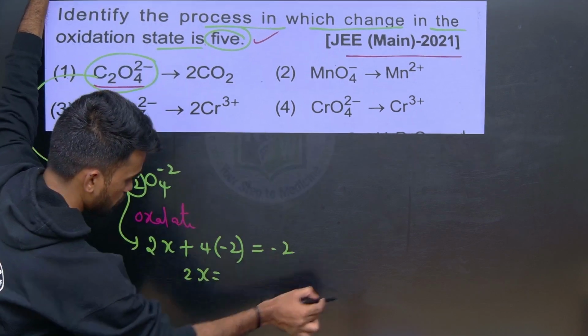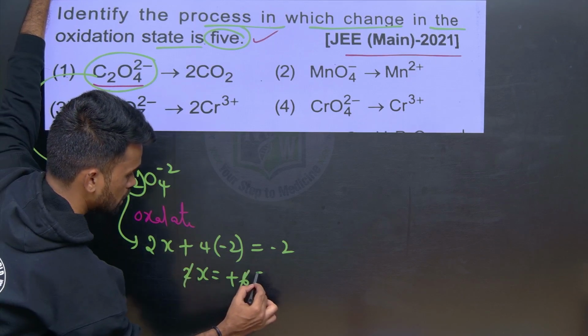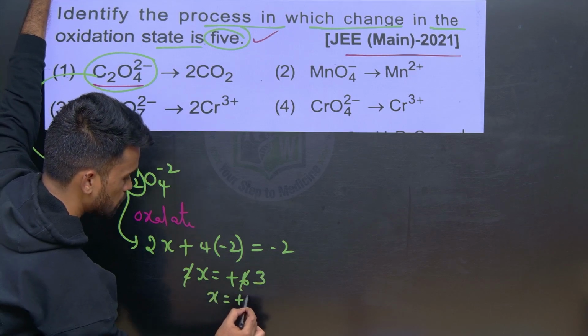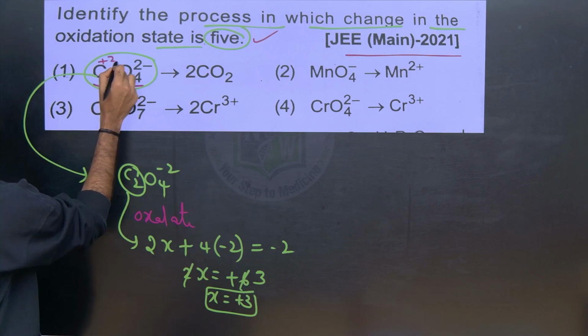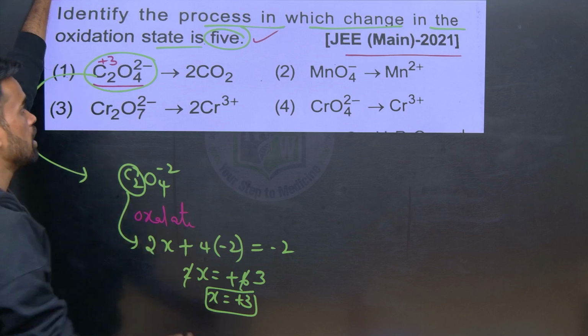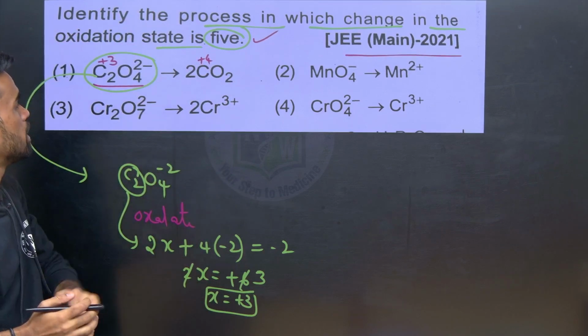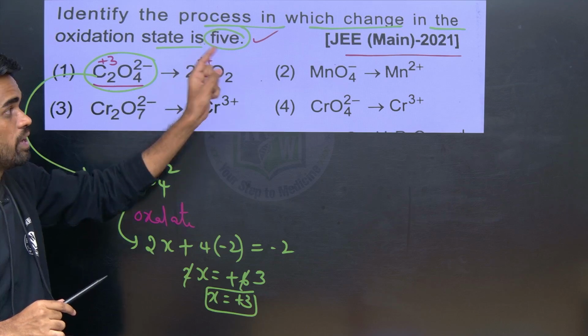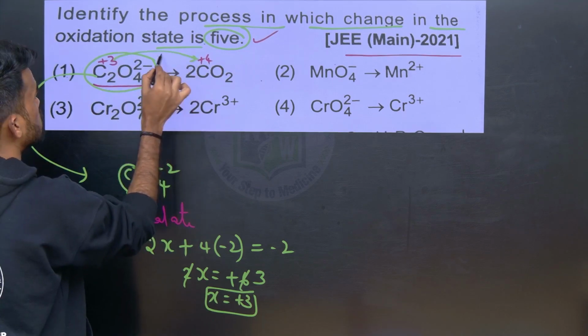Plus 6. So it will become x equals 3, so x will be equal to plus 3. Okay, hope it is clear. So carbon charge will be plus 3. So each carbon is plus 3 and here it is plus 4. So what is the conversion? 3 to 4. But they are asking for a change of 5. Here 3 to 4, only one number. Oxidation number is changed by 1.